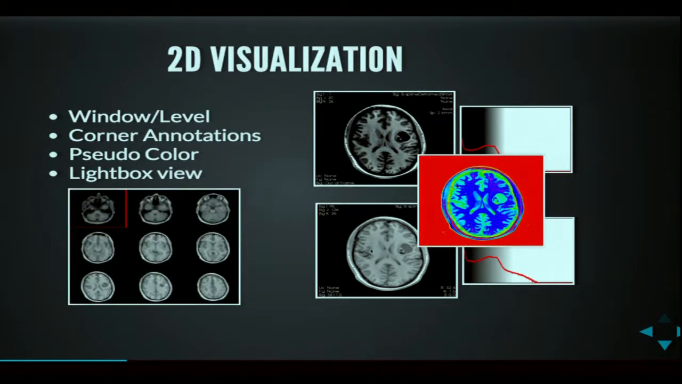And you can also use the lightbox view. The lightbox view is more the traditional way to look at images, like on film. You have the same subject, slice by slice next to each other, and you can see changes. So if you adjust one slice, all the other slices jump as well.